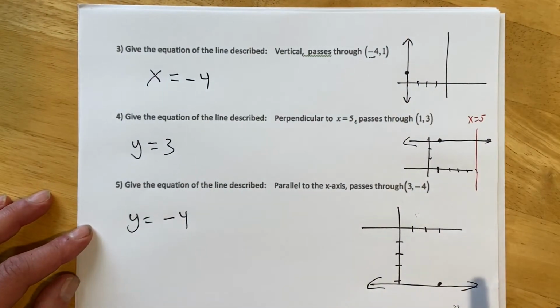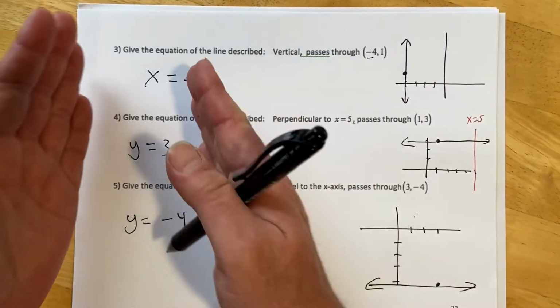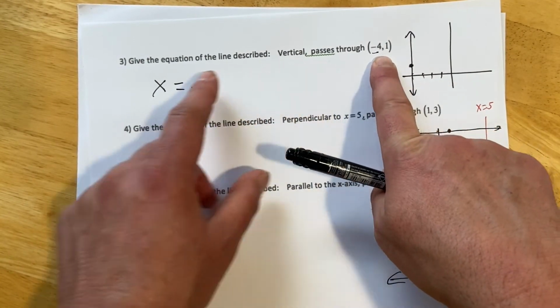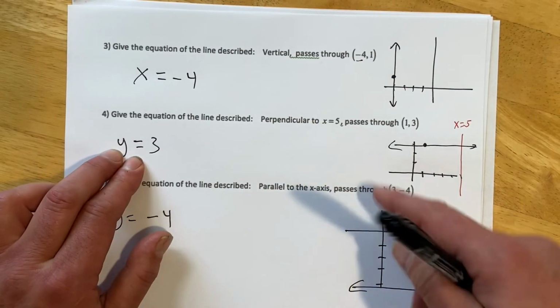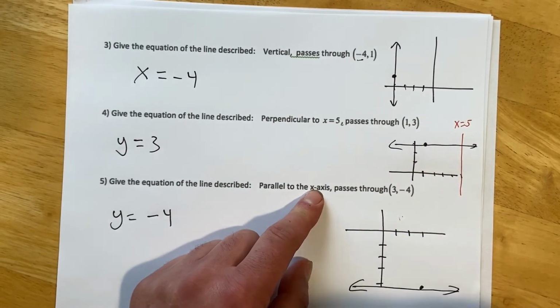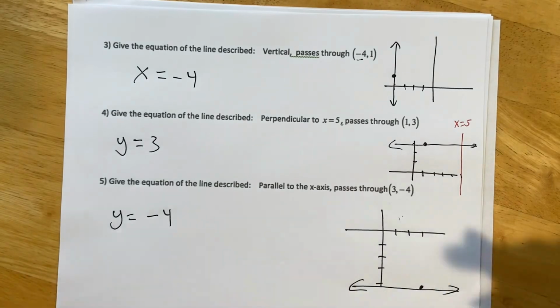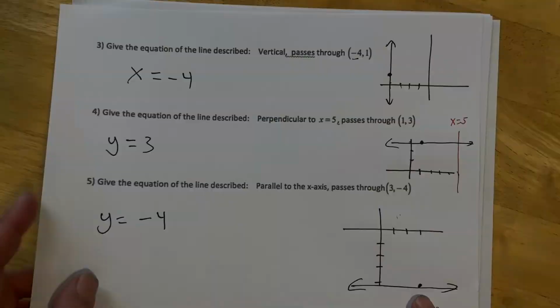So again, you don't need to draw these. This is just to help you see: if it's vertical and through this point, it's the x. Perpendicular to something vertical would be horizontal, so it must be the y. Parallel to x, that's horizontal, so it must be the y. So that's the quick version.